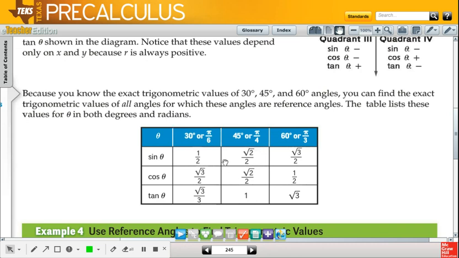So here is another table. You don't have to copy it, but most of the time we're going to be using this in our reference angle. Pay very close attention. It gives you 30 degrees or its radian equivalent, pi over 6, 45 degrees or its radian equivalent, pi over 4, and 60 degrees with its radian equivalent, pi over 3. So make sure you remember that.